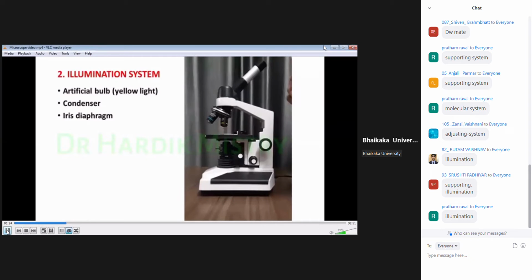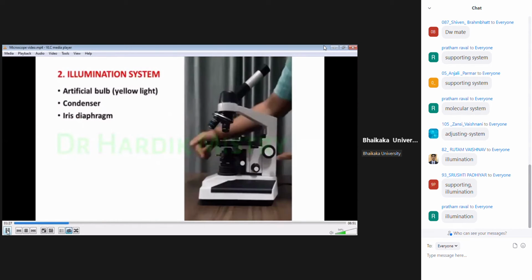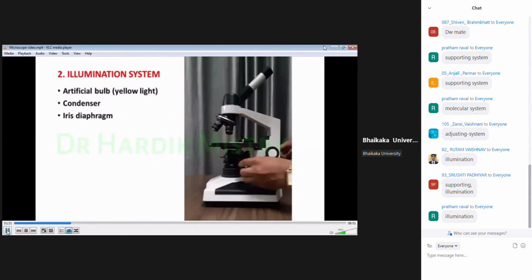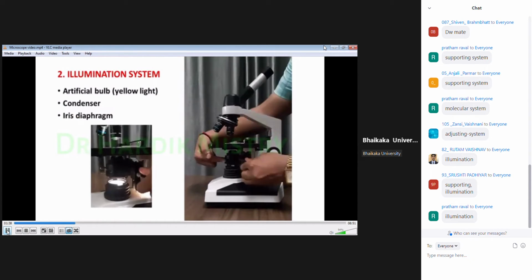Illumination system. In the illumination system, here an artificial yellow light bulb is present in this black color structure. This is the screw. Whenever we rotate this screw, the structure which moves up and down is known as the condenser.